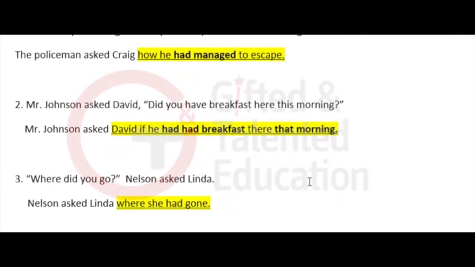Question 3. "Where did you go?" Nelson asked Linda. In the reported speech, Nelson asked Linda where she had gone. Do note the change: had gone.